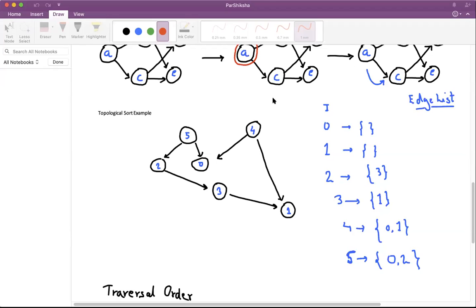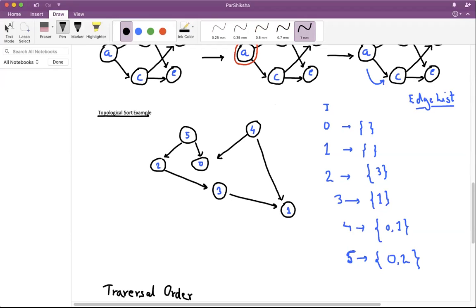How do you visit all the nodes in a graph and also keep the ordering in place, right? So that's the question, and we'll discuss how that is solved.